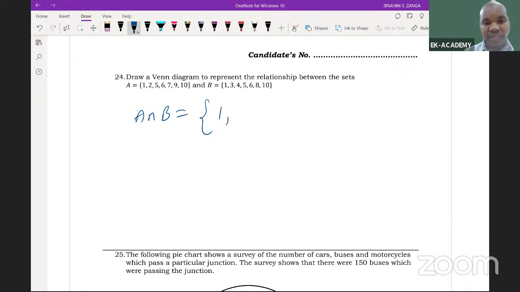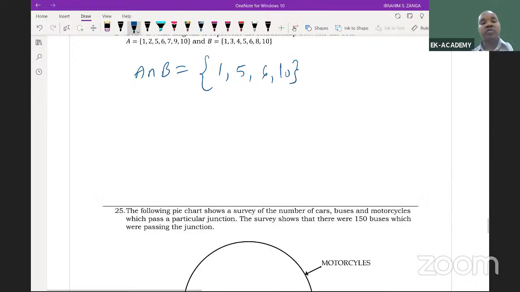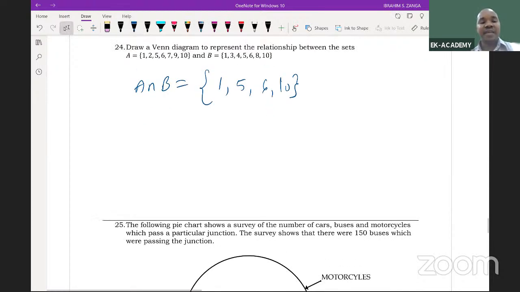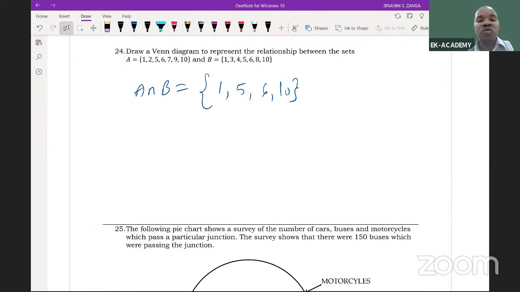You have 1, yes. 2, no. 3, no. 5 is common. 6, yes. 7, no. 8, no. 9, no. 10 is common. So we are going to draw a Venn diagram such that these two sets have an intersection.